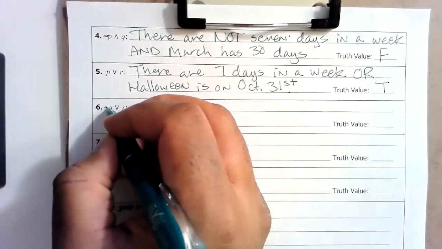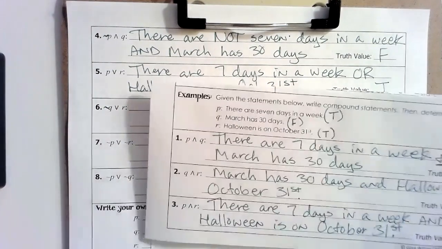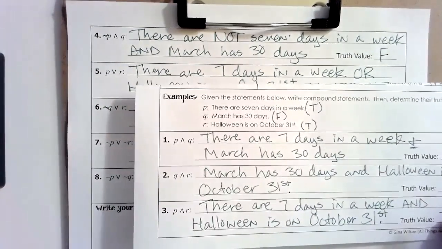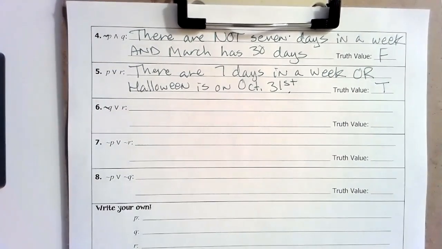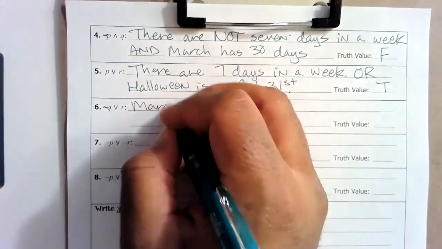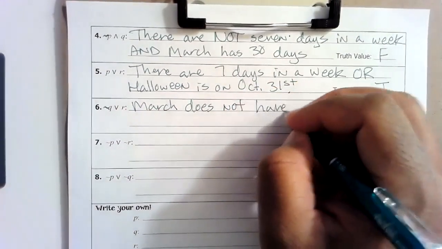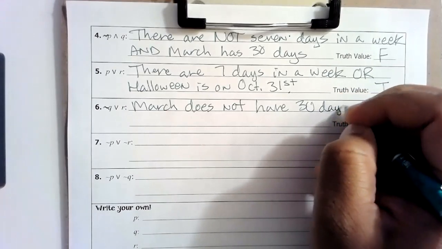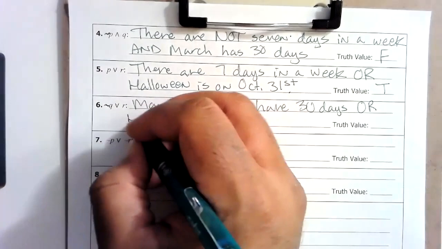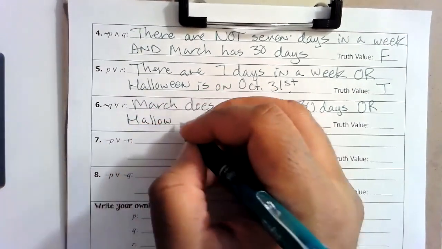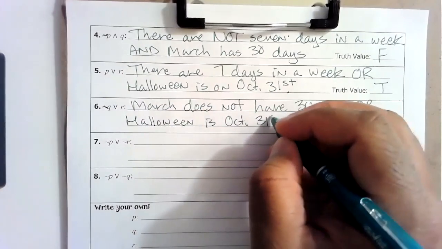All right, let's take a look at number 6 here. So we have that little negation symbol here. So if we go back to our original statement with the Q, which says March has 30 days, we're going to go ahead and change that since we have that negation symbol. And we're going to write this as: March does not have 30 days, or Halloween is on October 31st. Okay.